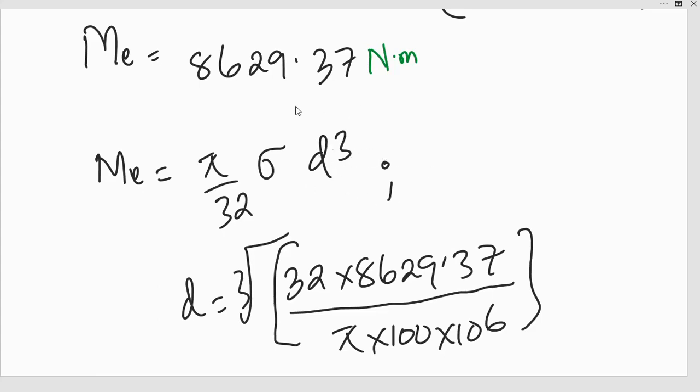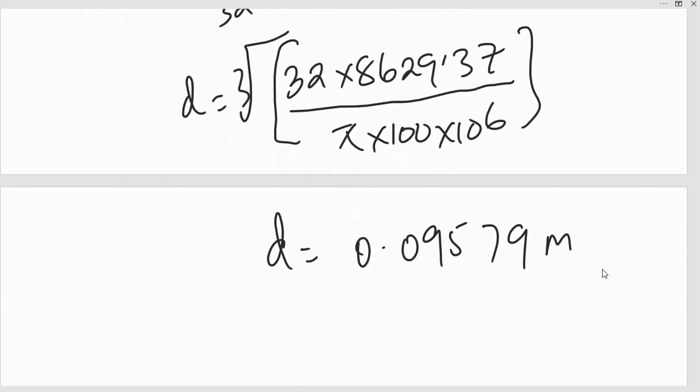The same equivalent bending moment is equal to pi over 32 times sigma times d cubed. If I equate the two, then d will equal the cube root of 32 times 8629.37 divided by pi times 100, because 100 is the maximum stress in tension, times 10 to the power 6 to convert it to pascals. Then d is 0.09579 meters. Multiplying by 1000 to convert to millimeters, d is equal to 95.79 millimeters.